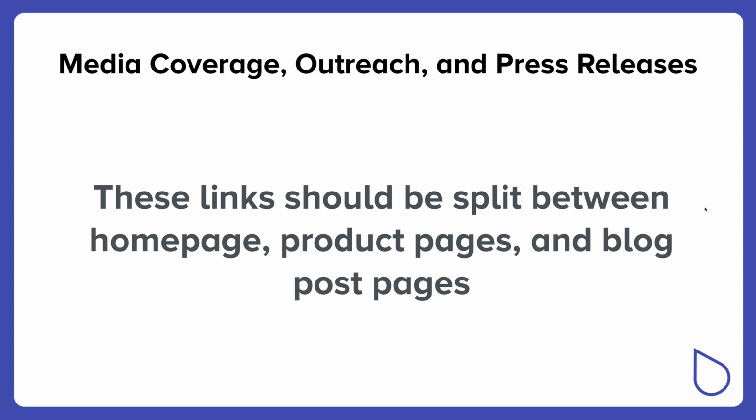Okay. For media coverage, outreach, and press releases, these types of links should be between the homepage, product pages, and rarely blog post pages, mostly homepage and product pages. So for example, like dripapps.com, we have a new product and we have that product page. We could release a press release going to that product page, and that's pretty natural. So just something to think about.